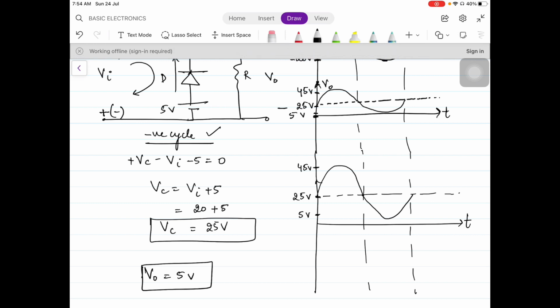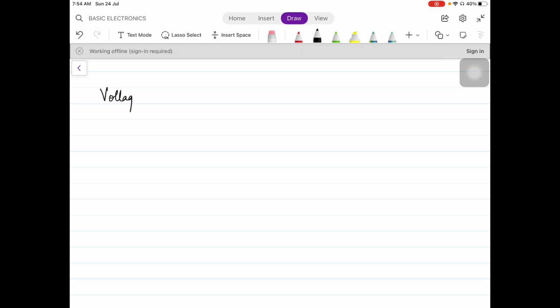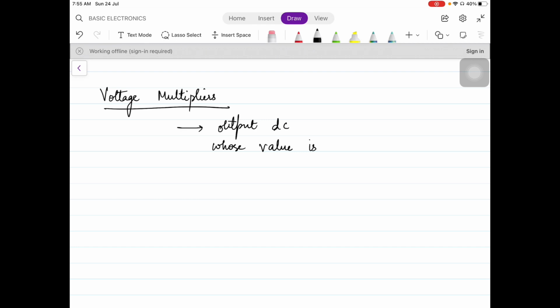Now let's move on to the next topic, and that is voltage multipliers. First of all, let us understand the concept. Voltage multipliers give the output in the form of DC. So input is AC, output is DC. So what is the difference between rectifier and multiplier? Rectifier simply converts AC into DC, but voltage multipliers are those circuits which generate a DC output value whose value is a multiple of the peak AC input voltage.